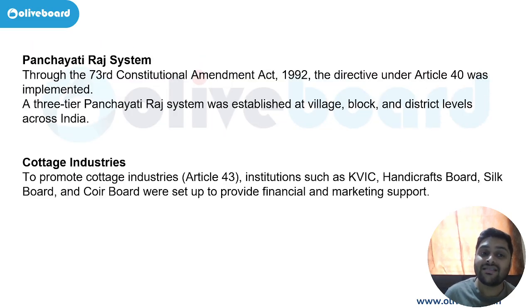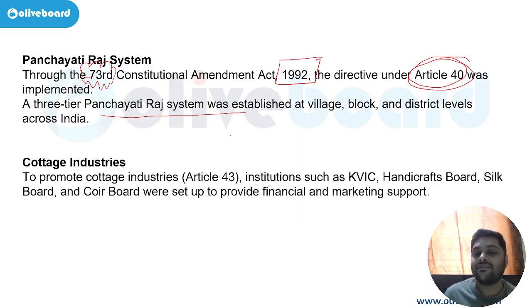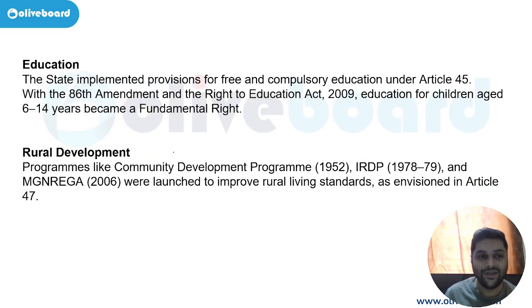Then we have the Panchayati Raj system. For that, we had the 73rd Constitutional Amendment Act, correct? Article 40, remember? Panchayati system. A three-tier Panchayati Raj system was given constitutional status. Then we have cottage industries, Article 43. How? KVIC, this is the body set up, correct? Handicrafts board, silk board, coir board have been set up to give life to cottage industries, part of DPSP.